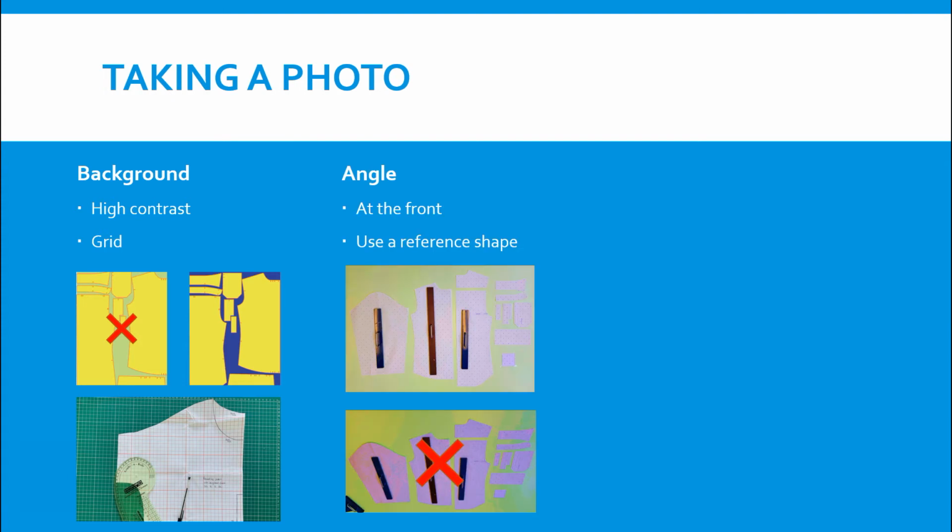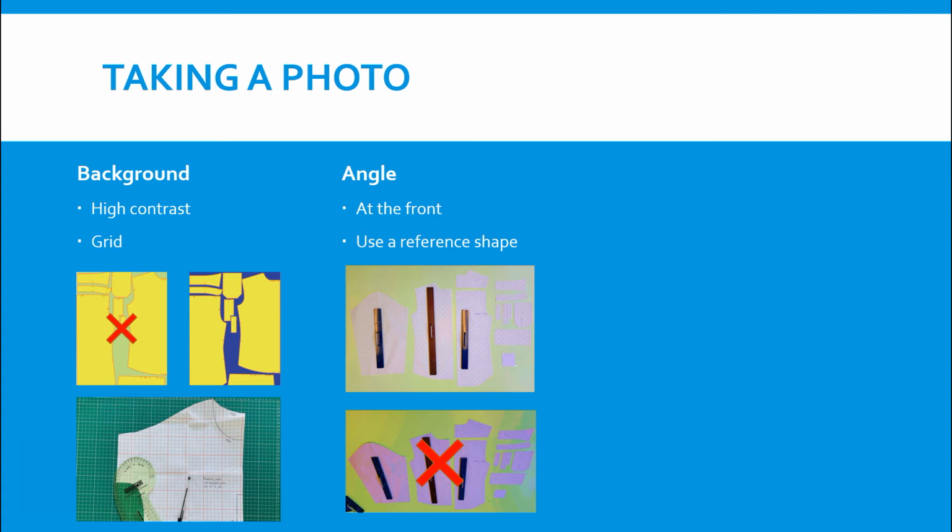Next, angle. When taking photo, make sure your photo should be taken at the front. So first image is taken at the front, so you can see it look quite accurate. However, second photograph is taken with some perspective. So the shape of the pattern pieces won't be accurate.